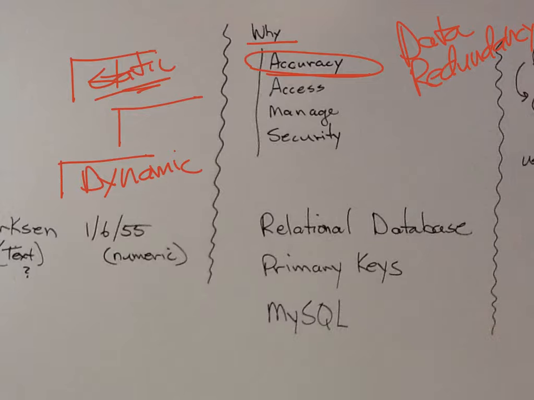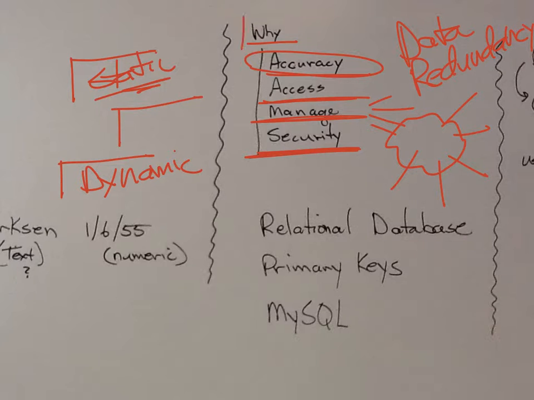Data redundancy. Access, we can access the data. Now, of course, we're learning. We can access it by the internet, get to lots of different data. We can manage it better in terms of updates, deleting records, adding records, and so forth. We can do that much easier. And then we're more able to secure the data in the database. So when we put this all together, we have a relational database.